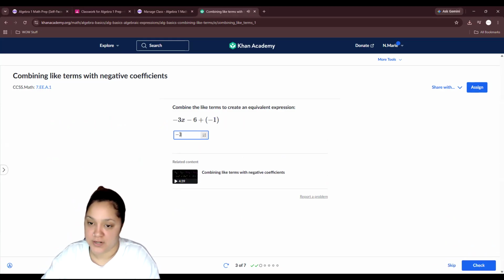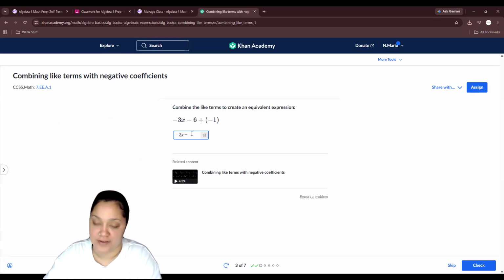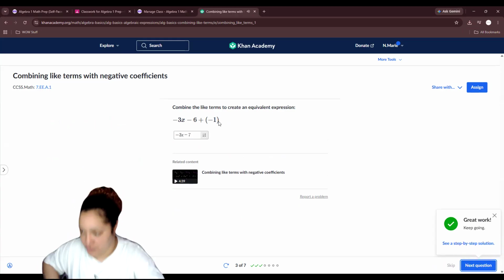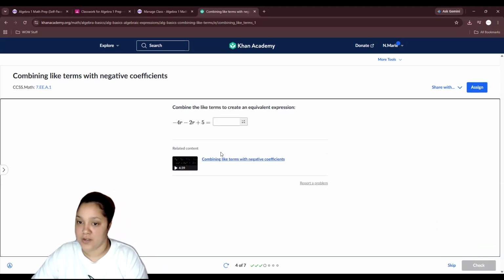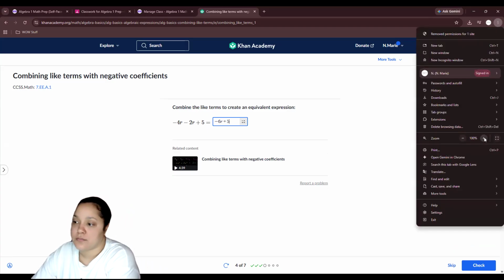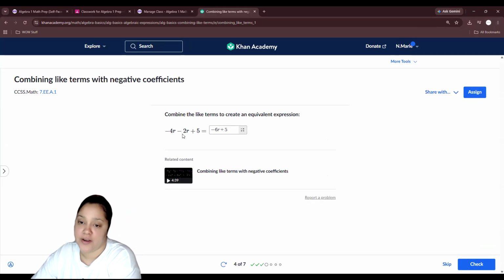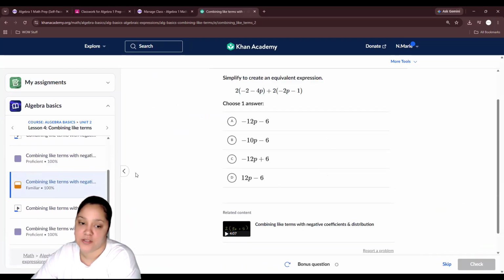Here, the 3x cannot be combined with anything. This is negative 6 plus negative 1, which gets you negative 7, right? We did integers. That was in the very beginning. Make sure you get your integers down. They're important. You're going to continue to see them. You don't want to mess up your problem because of it. Here we have a negative 4r and a negative 2r. That gets you negative 6r, and then the 5 stays as is. Feel free to keep practicing these.